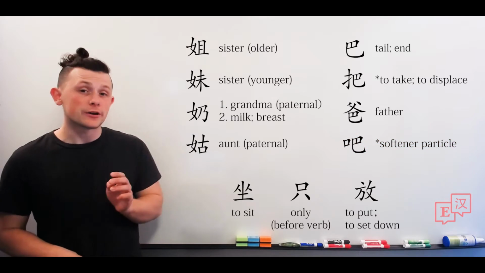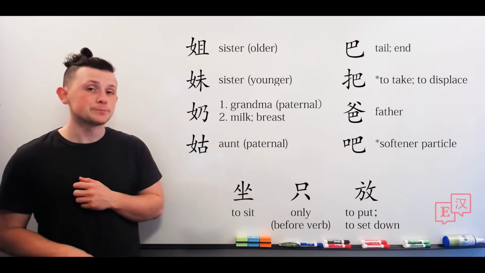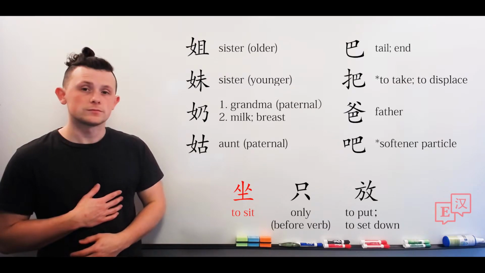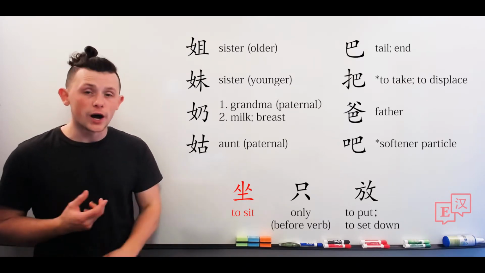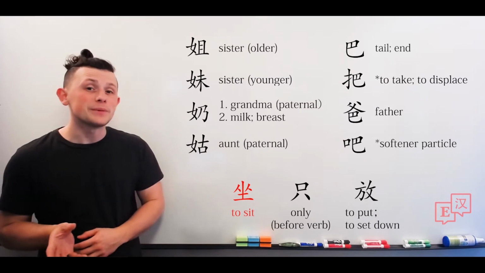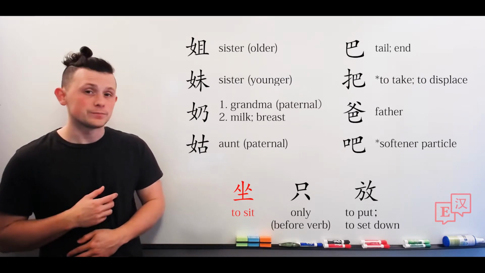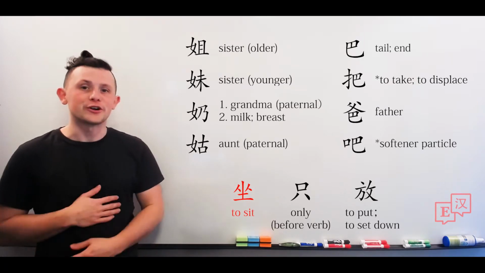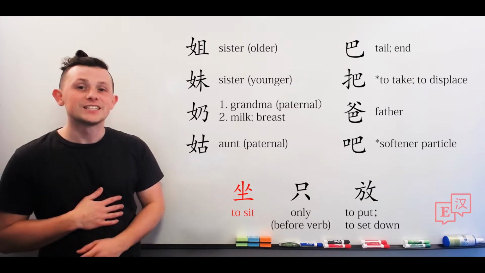Now, we have three more characters to cover, the first of which, 坐, like left, but with a falling tone. This character means to sit. You have two people sitting on the dirt.